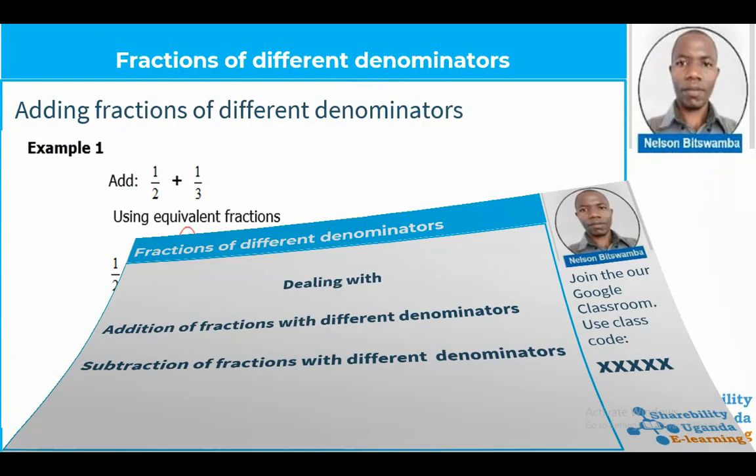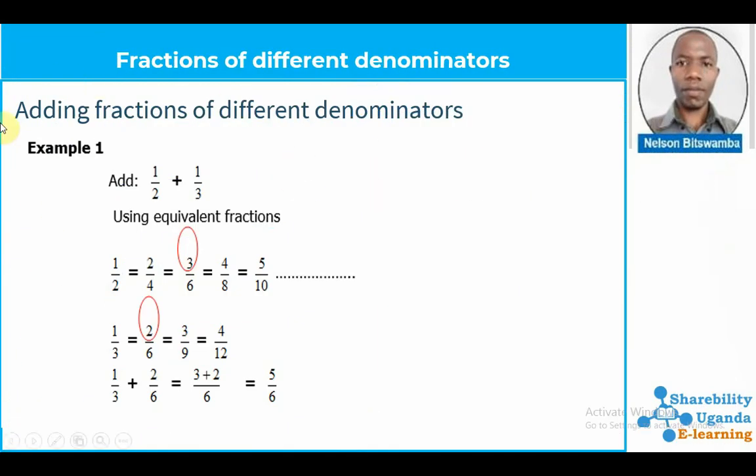Okay, let's get started with some examples. They are saying adding fractions of different denominators. So here we're going to start with addition of these fractions. You can see we have our numerator, which is 1, and our denominator, which is 2, plus another fraction which has a numerator 1 and a denominator 3. So you can see that these denominators are totally different.